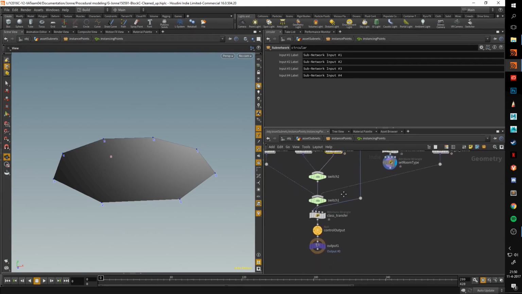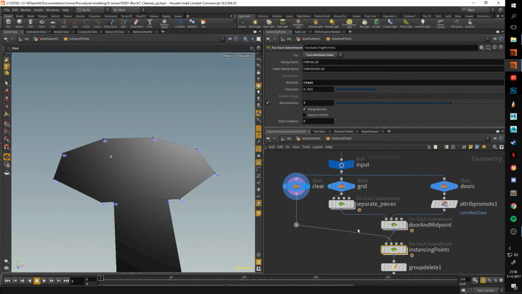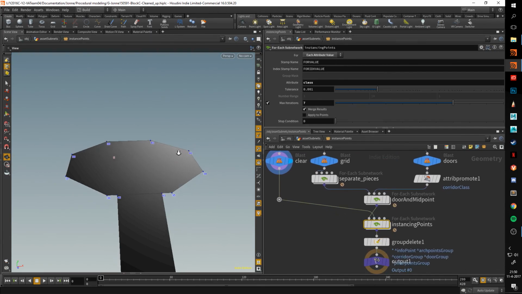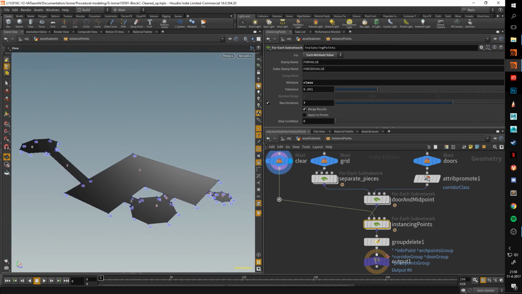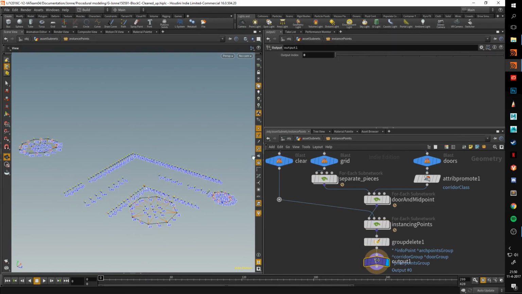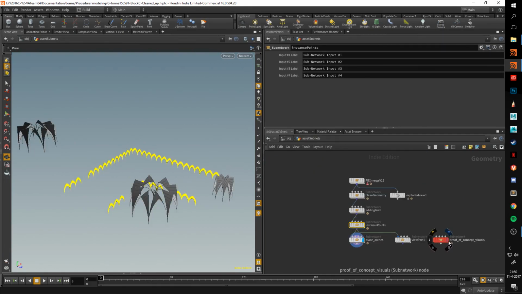So that's that setup. And at the end, again, a class transfer to make sure that it is consistent throughout the whole system. Which brings us to the end. So that will be that for the instance point system. After this, we have two more videos, one for the place arches and one for the proof of concept.